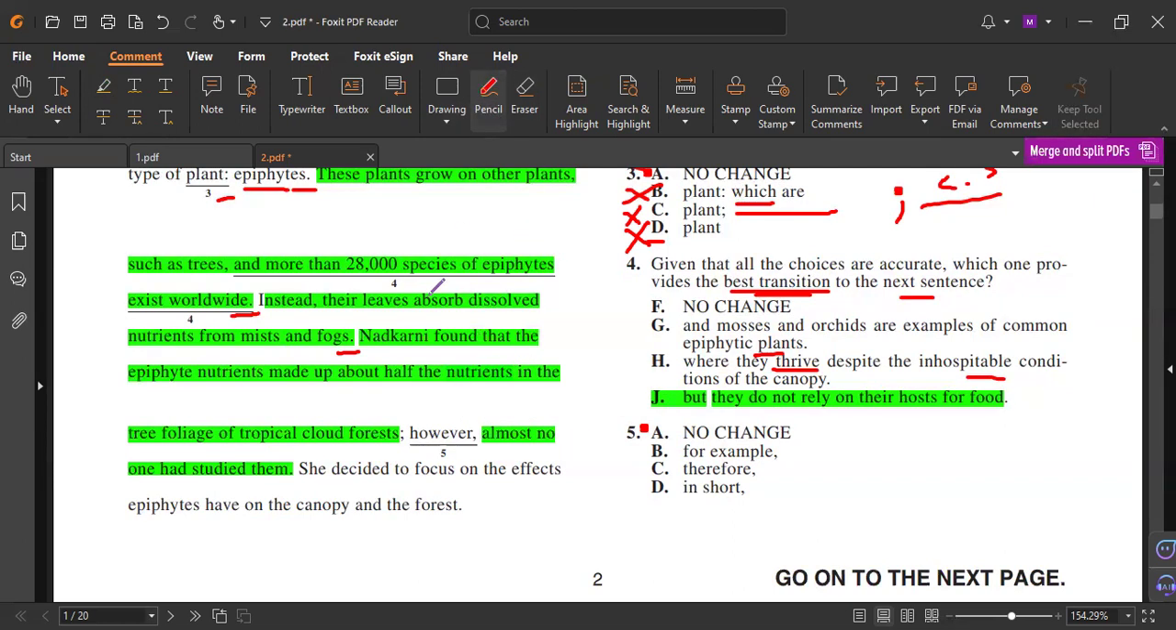Now here, he said, found that the perfect nutrition is made up about half of the nutrition in the tree foliage of tropical cloud forest. Okay, so made up half. Second one, almost no one had studied them.